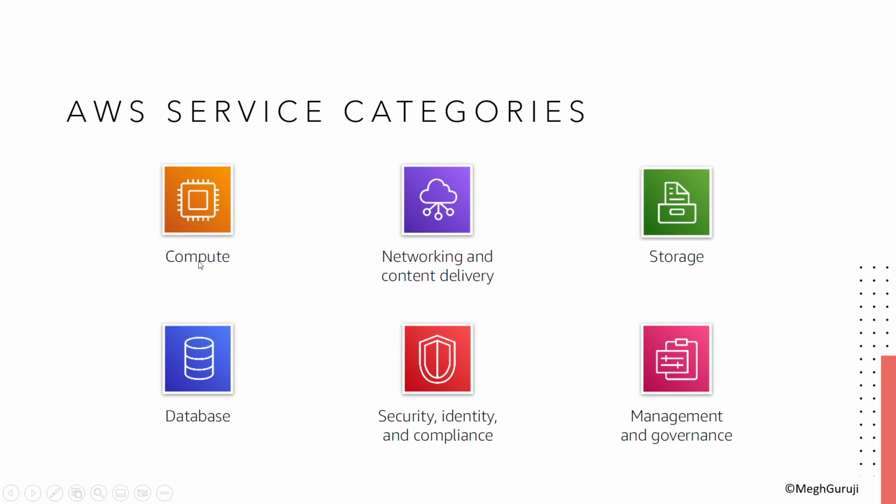So first is compute. Compute is the basic thing. If I need to deploy any application, I first need to have a compute resource, like a server, like a Linux box or something. So that is compute. In AWS, the most popular compute resource is EC2. EC2 server is present, and then we have network and content delivery.